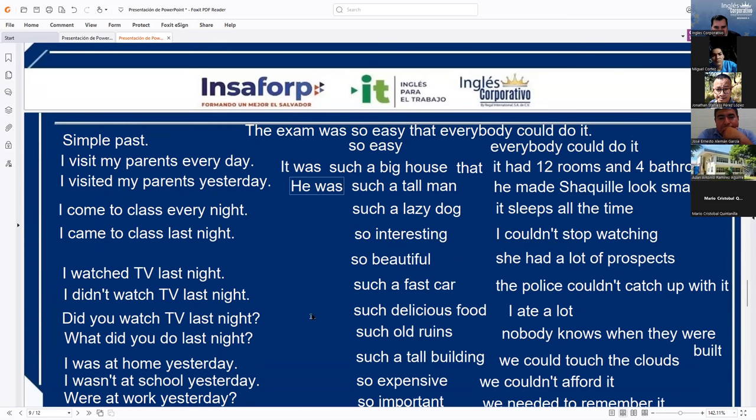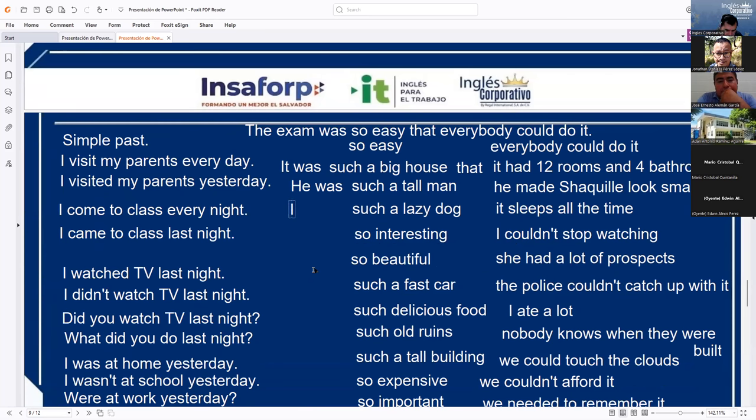He was such a tall man. It was such a lazy dog. The movie was the girl was so beautiful.